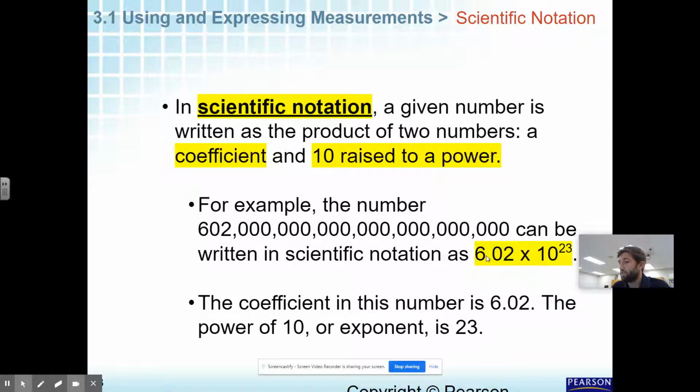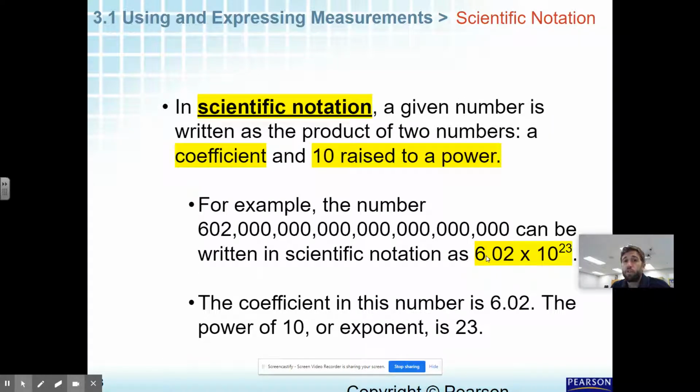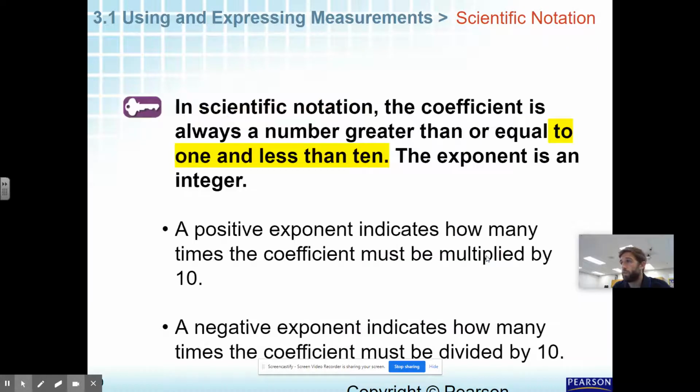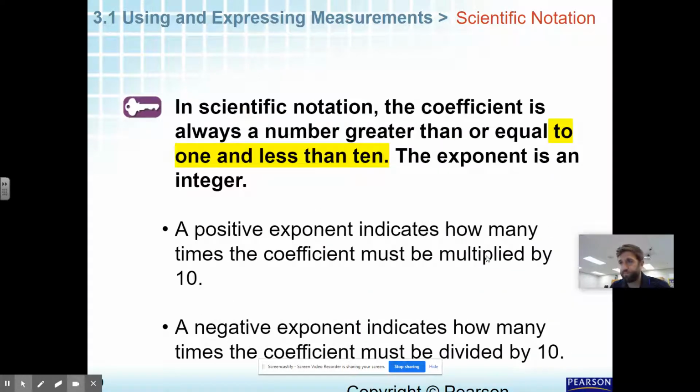And then you raise it times 10 to a certain power. So this is what I was just saying. The coefficient is always a number greater than or equal to 1 and less than 10. And the exponent has to be an integer. So times 10 to the 23rd, 23 is an integer. The integers are the counting numbers 1, 2, 3, 4, 5, 6, 7, etc. Then you can go in the opposite direction: -1, -2, -3, and so forth. But it has to be a whole number, an integer. You can't have 6.02 times 10 to the 23 and a half. That's what that's saying.